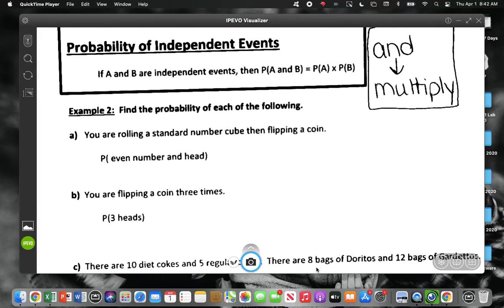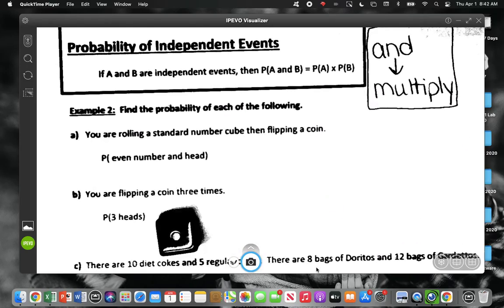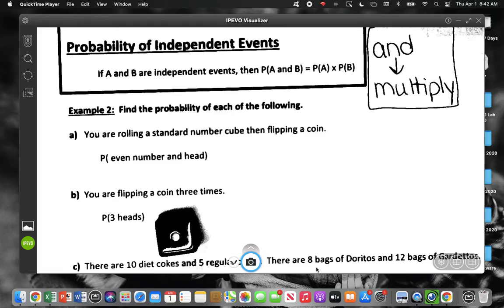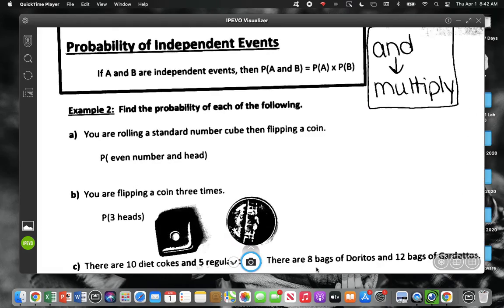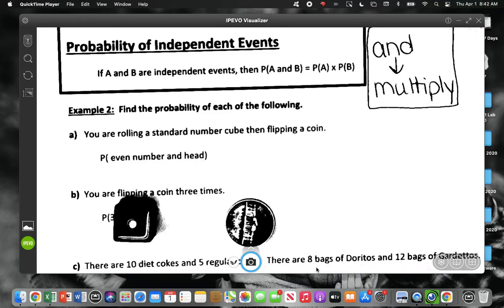You see the word and, you're going to multiply. So for this next example, we are rolling a number cube. So we have a dice or a single die, and then we are flipping our coin. Okay, if I roll a die and then I flip a coin, does what I roll here affect what the coin result's going to be?